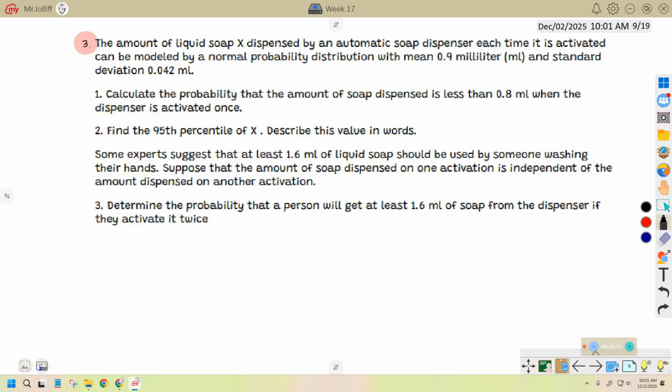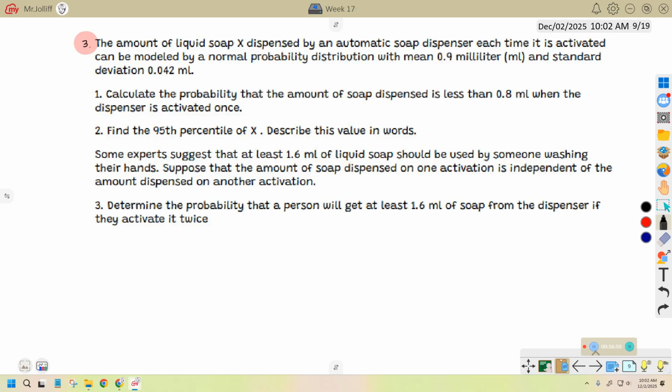Thank you, Jeanette. The amount of liquid soap X dispensed by an automatic soap dispenser each time it is activated is modeled by a normal probability distribution with a mean of 0.9 milliliters and standard deviation of 0.042 milliliters. Calculate the probability that the amount of soap dispensed is less than 0.8 milliliters when the dispenser is activated once. Very good. Thank you, Jeanette.